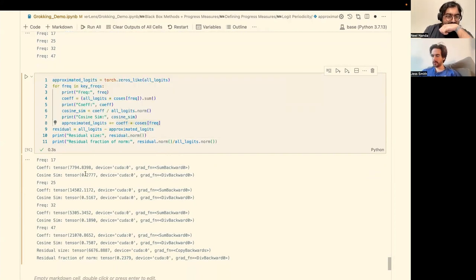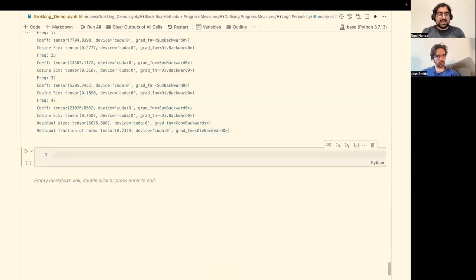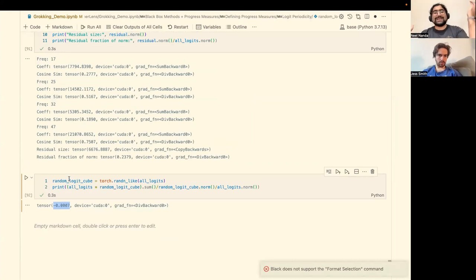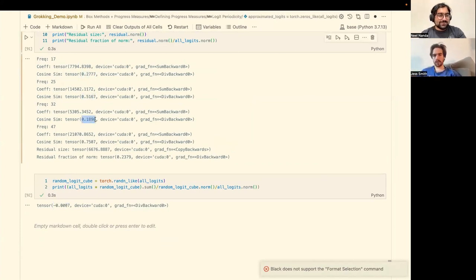What I found is that each of these 4 terms has surprisingly high cosine similarity with the true logits. For context, if we just take a random vector, we get this pathetically tiny number because these are vectors in a 1.4 million dimensional space. But here we have 0.27, 0.52, 0.19, 0.75, and the remainder is non-trivial, but not that big.